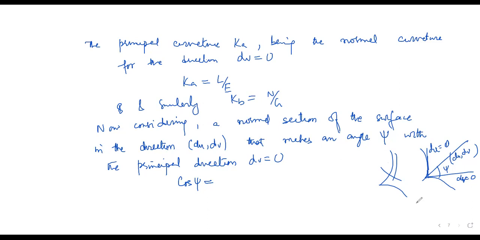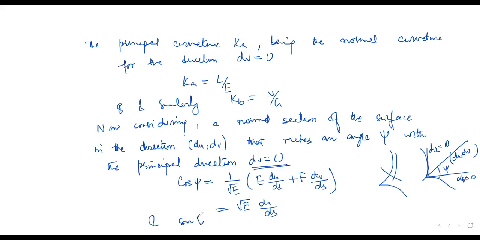Just a minute. We know from what we did earlier the expression for angle between two directions, from which we get cos psi equal to 1 by root e into e du by ds plus f dv by ds. So it is generally the expression for the angle, but since I am taking the dv equal to 0 direction, it is just root e into du by ds. And of course sin psi from the same formula would be h by root e into dv by ds.